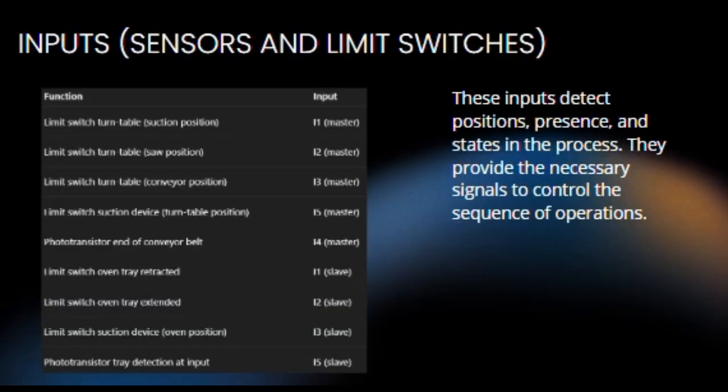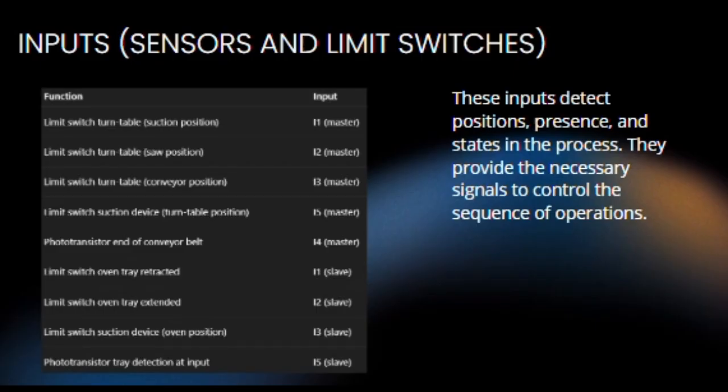So now I will explain the inputs and outputs. First, it's important to mention that our station has two models, one master and one slave. Therefore, some inputs and outputs are either slaves or masters. Now we will see the inputs related to sensors and limit switches. These inputs detect position, presence, and states in the process. They provide the necessary signals to control the sequence of operation.